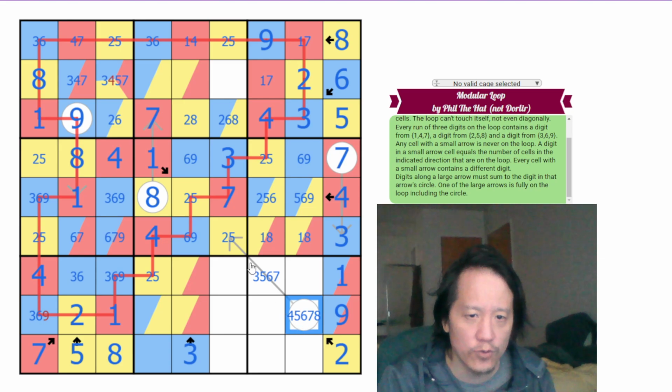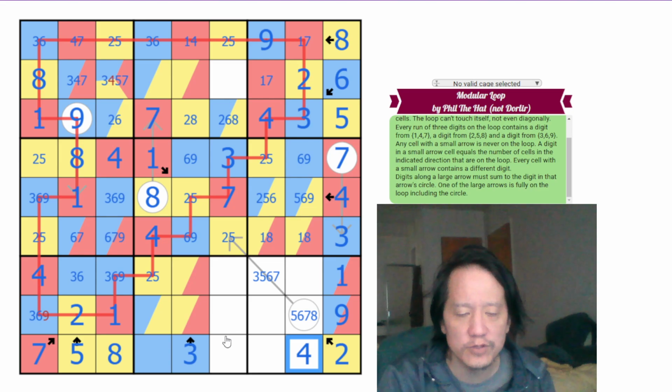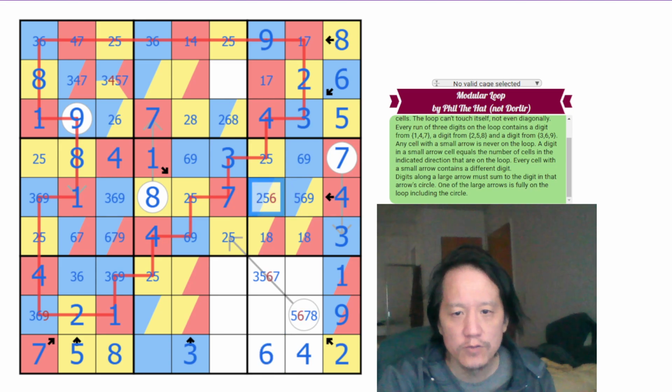Can this ever be 4 now? This is 2 and 3. No, so this can't be 4. This can't be 4. This can't be 4. Therefore, this has to be the 4. Now we're looking at 1, 6, and 9. This can't be 1 or 9, so this is 6, which means this can't be 6. So this is now no longer the blue. So this is yellow. This can't be yellow, so this is blue.